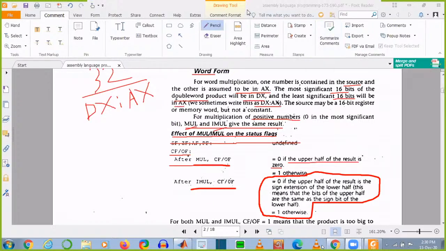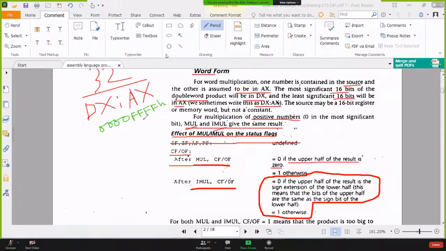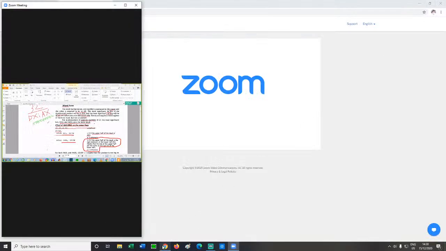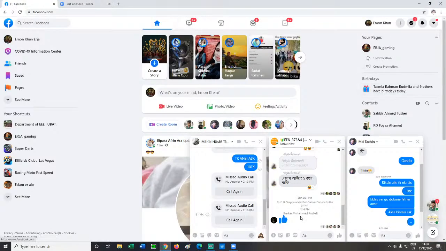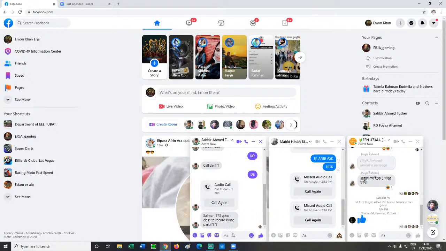Okay. Suppose you are doing unsigned multiplication. If AX has the value FF hex, and DX doesn't have any value, DX is totally empty. So DX is all 0, and AX is FF. If your result is 0000 into FF, the upper half of the result is 0, because there is no value in the upper half.